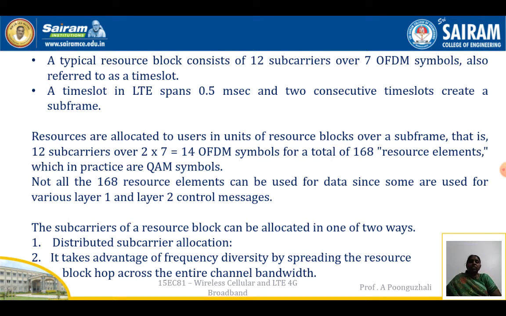The resources are allocated to users in units of resource blocks. Over a subframe, which consists of two slots, that is 2 into 7, so a total of 14 OFDM symbols are available in one subframe, for a total of 14 into 12 subcarriers. That means 14 into 12 is 168 resource elements, which in practice are the QAM symbols.